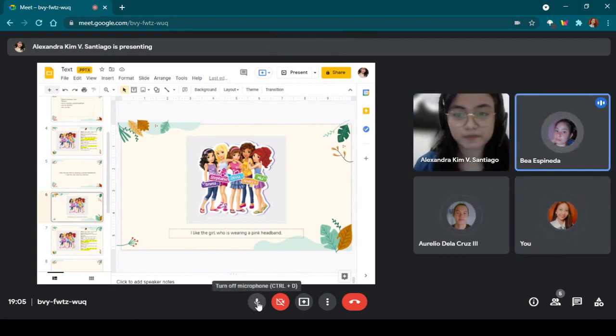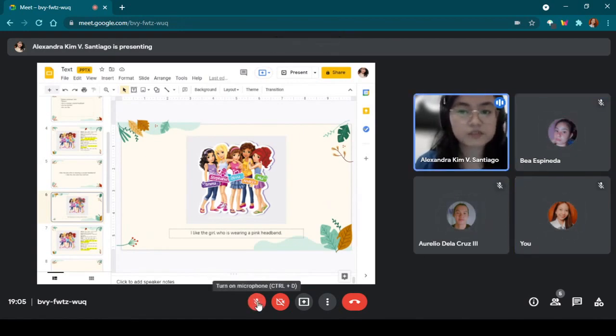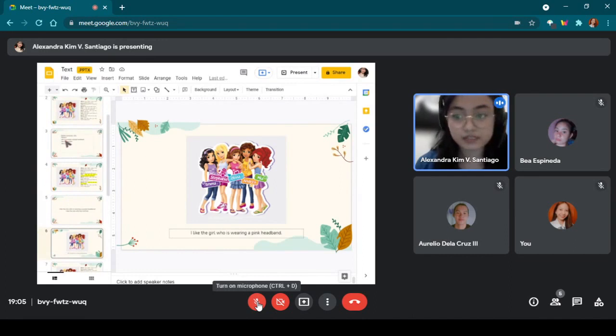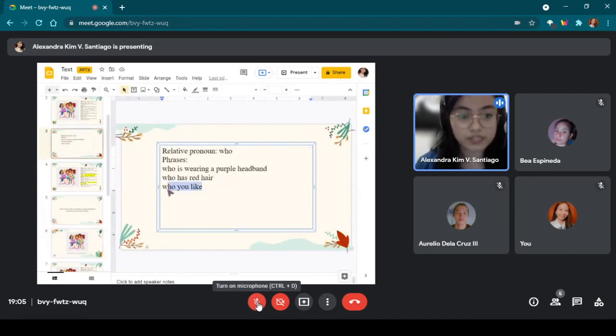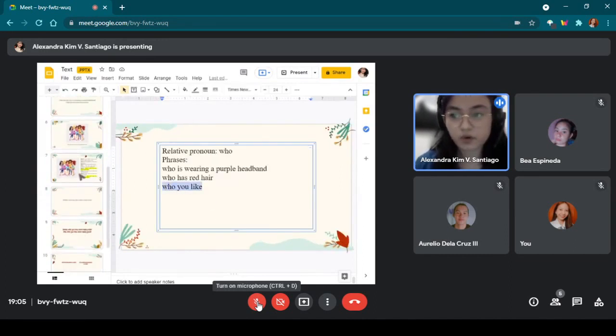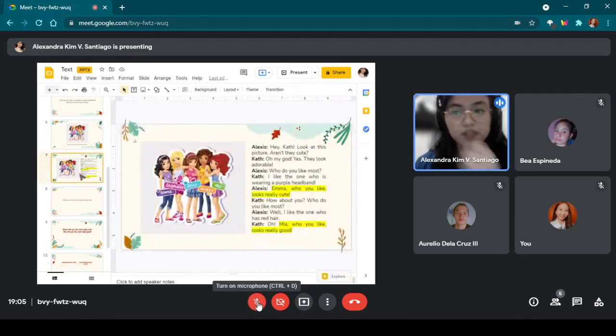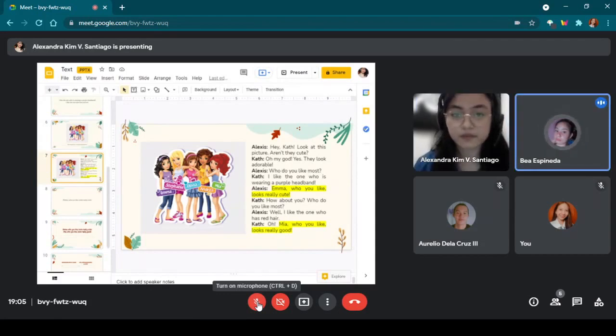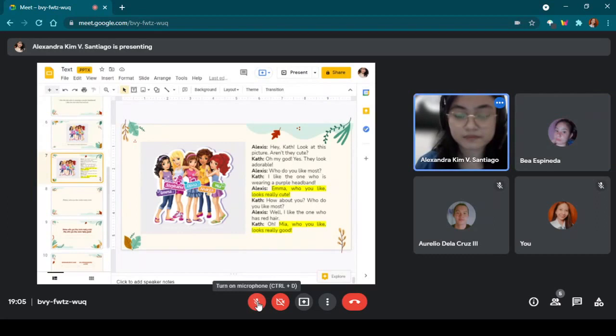None, ma'am. Okay. Now let's move on to the last phrase that you wrote down, which is who you like. So let's go back to our example dialogue. What can you notice? Anyone? Okay, Miss Espineda. It was separated by a comma. Very good, Miss Espineda. Emma, who you like, looks really cute. It's an example of a non-defining relative clause.